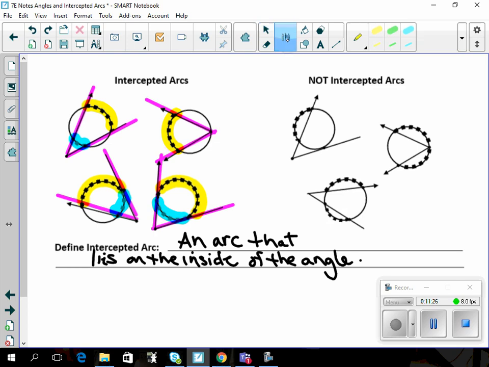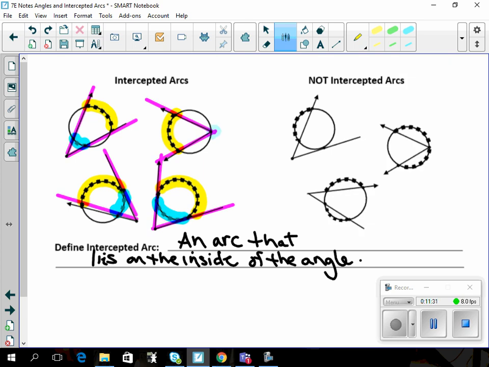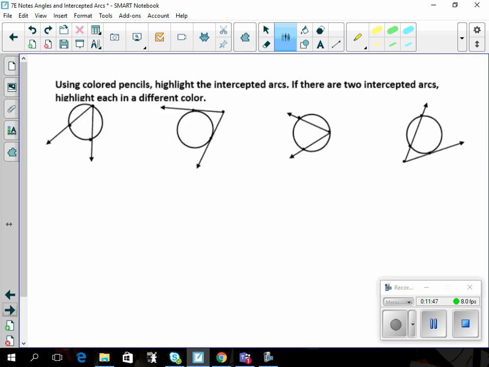The first case that I see in terms of where the vertex is, this vertex is actually on the circle. Don't you agree? This vertex is outside the circle, outside the circle, outside the circle. The location of the vertex is going to be important. So what I'd like for you to do is use your colored pencils again and try on the bottom to highlight in your two different colors where the two arcs are, intercepted arcs. So look at your four examples and go ahead and highlight where those intercepted arcs might be.